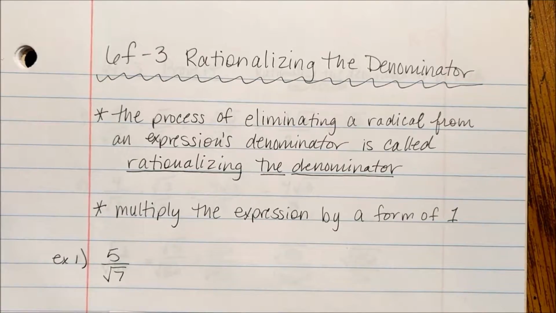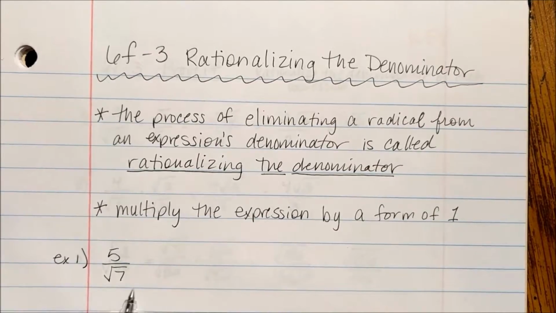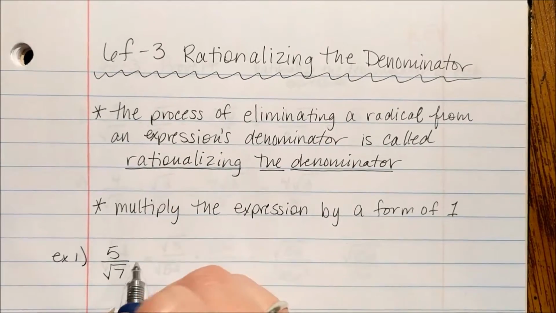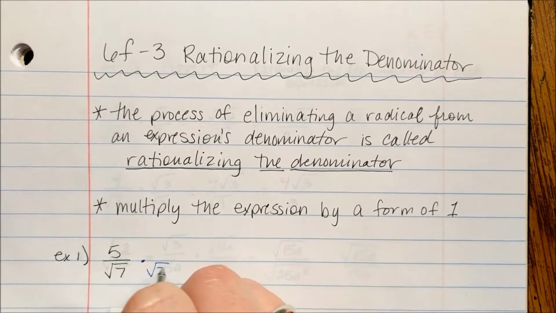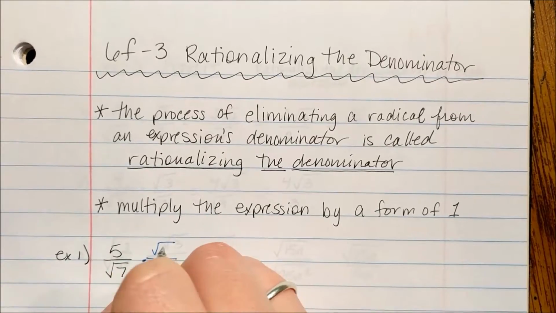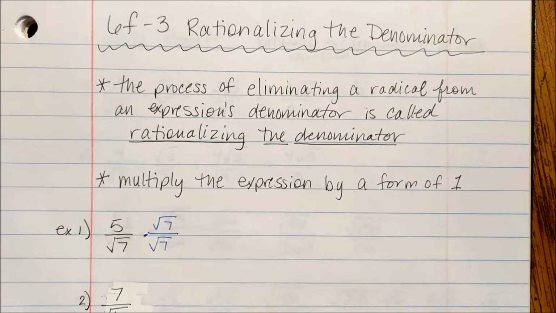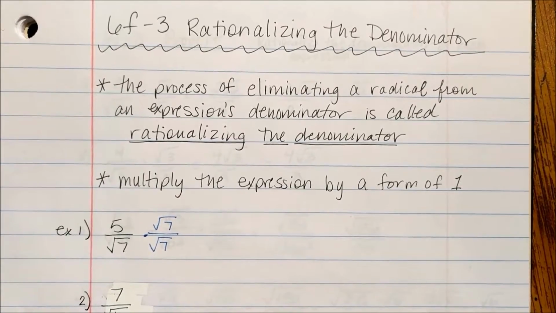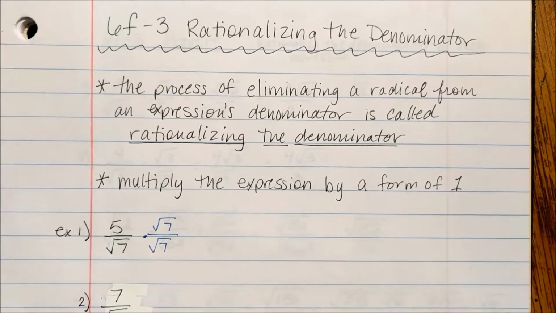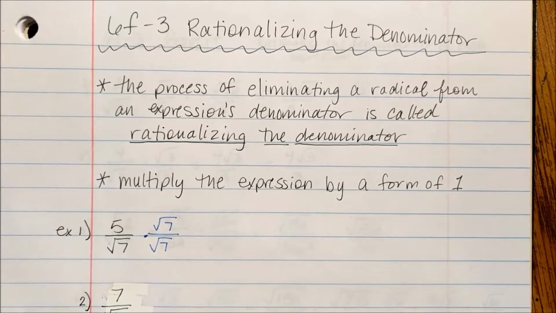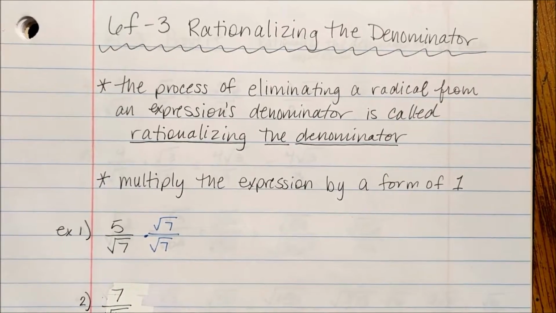So for example, when we look at problem 1, in our denominator is the square root of 7. If I multiply this entire fraction by the square root of 7 over square root of 7. Now the key here is the square root of 7 over square root of 7 actually just simplifies down to 1. But because we're using the square root of 7 form, it's going to enable us to get rid of the radical on the bottom.